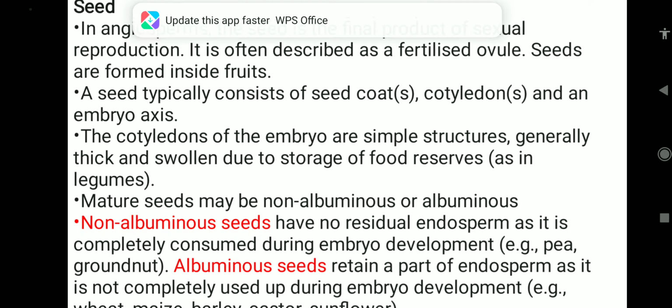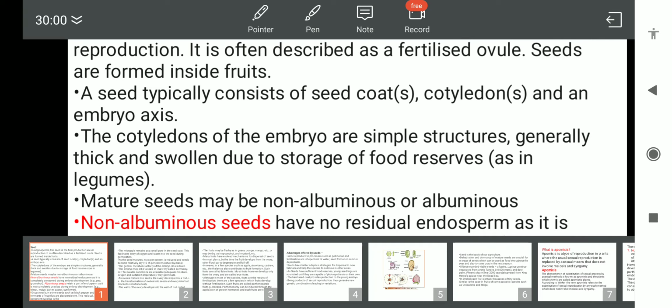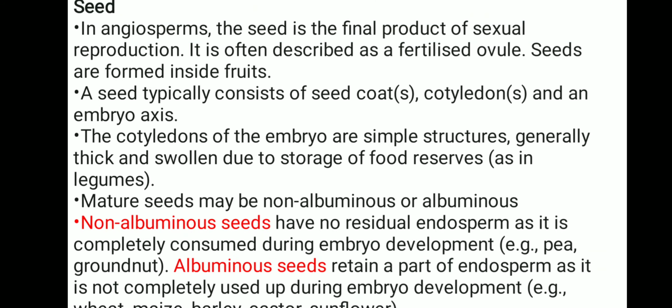seed coats, 1 to 2 cotyledons. You know what cotyledons are? Cotyledons are very important structures which store food for the later development of the embryo. Some plants have one cotyledon and are called monocots, and the other set of plants having two cotyledons are called dicots. So a seed typically consists of seed coat, cotyledons and an embryo axis.